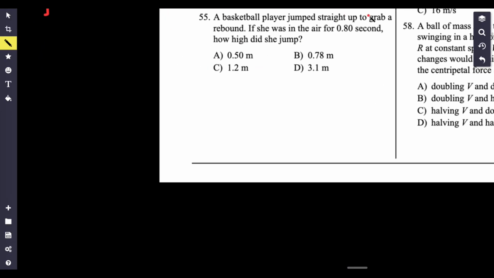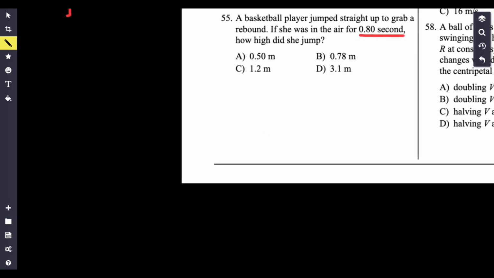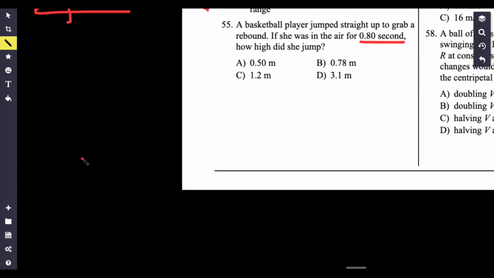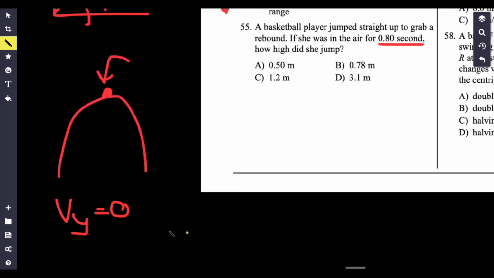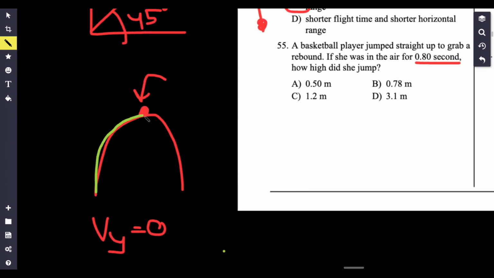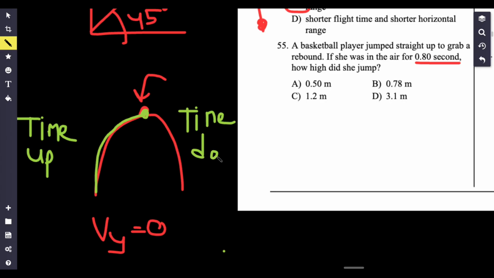55, this guy jumps straight up to grab a rebound. If this guy was in the air for 0.8 seconds, how high does she jump? So this one, we can take advantage of two things. Recall that at the highest point, the velocity in the y direction is going to be equal to 0. But another factor that we're going to take advantage of is that if you're jumping up, the time it takes to go up is equal to the time it takes to go down. Time up is equal to time down.